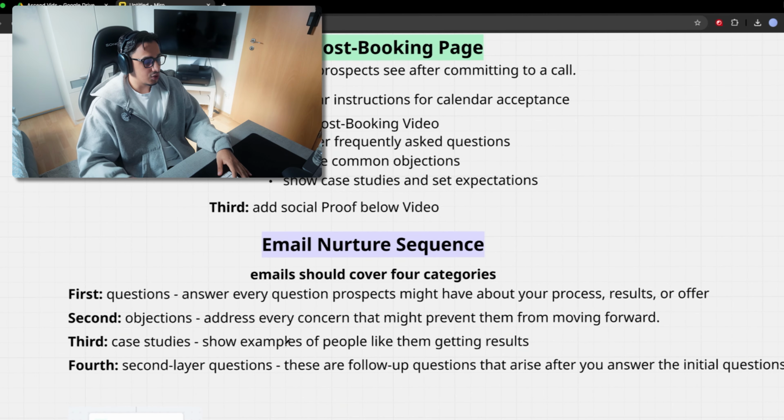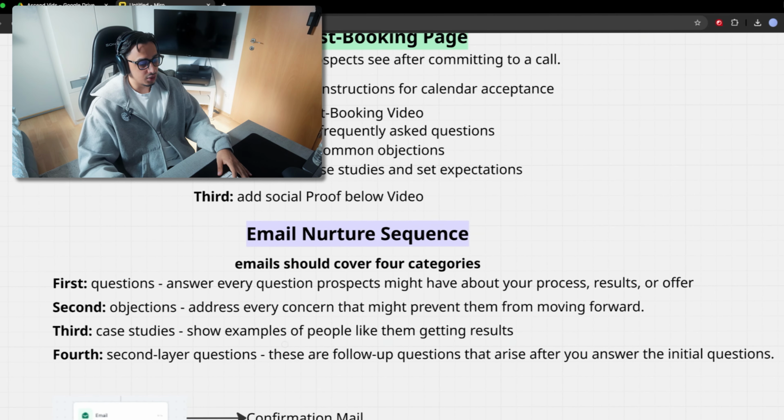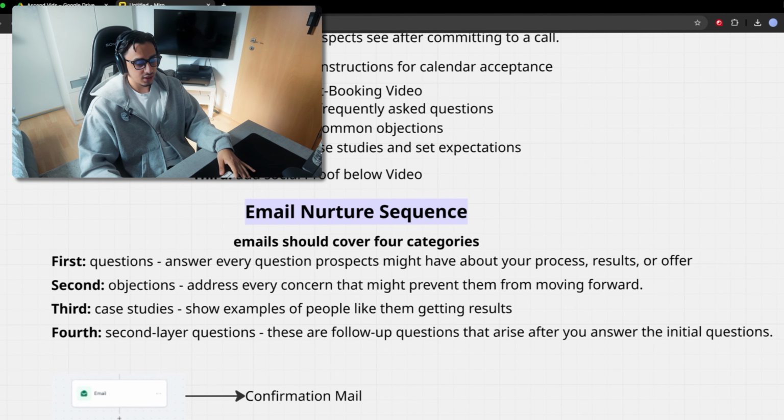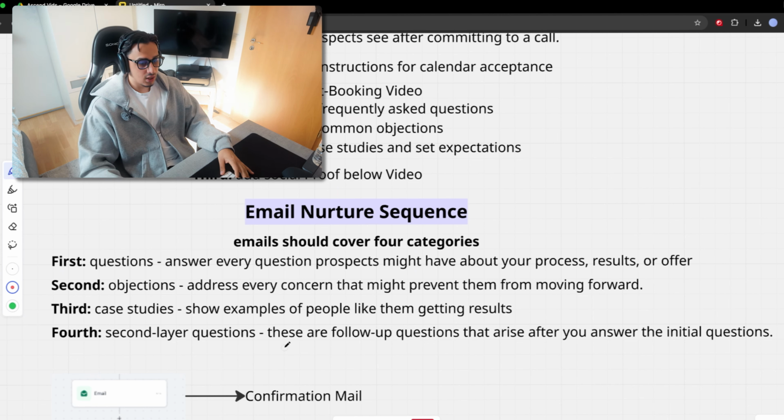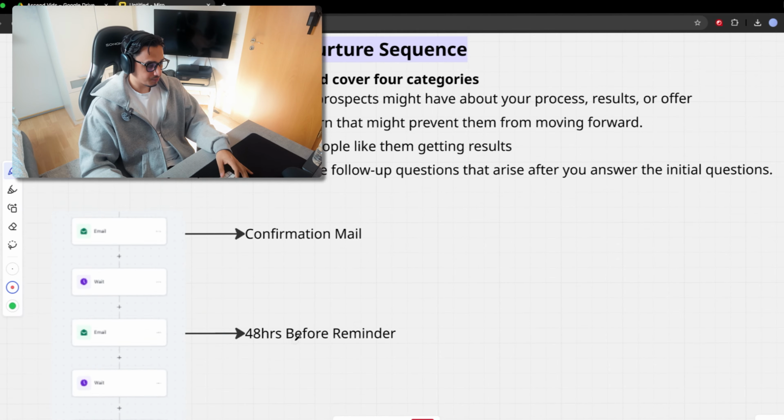Fourth, second layer questions. These are follow-up questions that arise after you've answered the initial questions. For example, if someone asks how much time this takes, that's a first layer question. After you answer, for example, 3 hours per week, they'll have second layer questions like, what am I doing during those 3 hours? Or when during the week should I schedule this time? So most people only answer first layer questions, leaving the prospects confused and less likely to show up or buy.